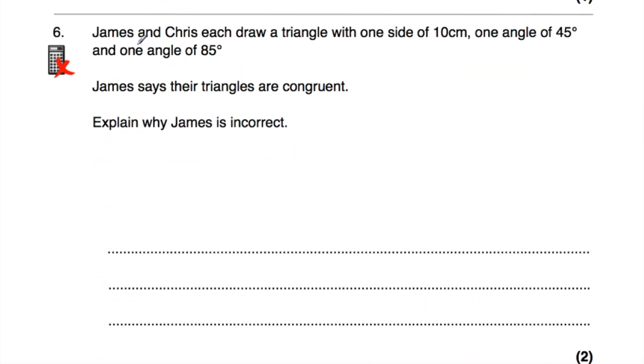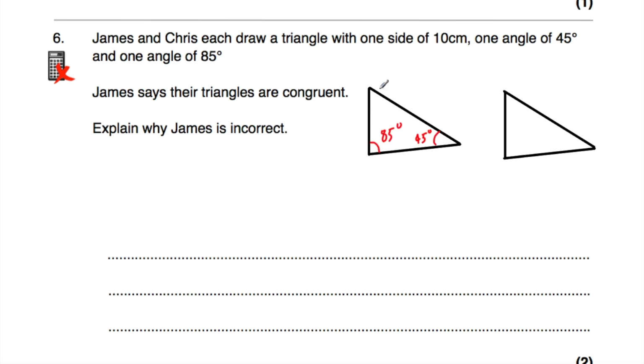So question number 6 says that James and Chris each draw a triangle with one side of 10 centimeters, one angle of 45 degrees, and another angle of 85 degrees. And James says their triangles are congruent. Explain why James is incorrect. Okay, so with a question like this, I'd sometimes like to do a little sketch. So I'm just going to do a little sketch here of what the triangles could look like.